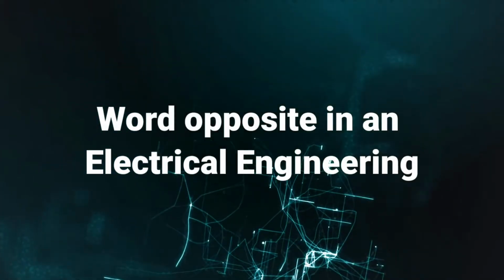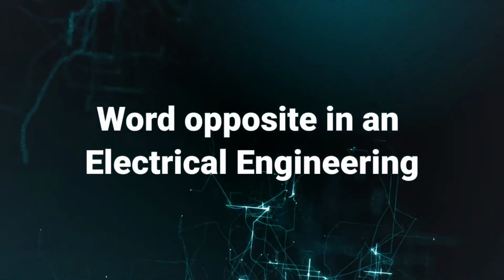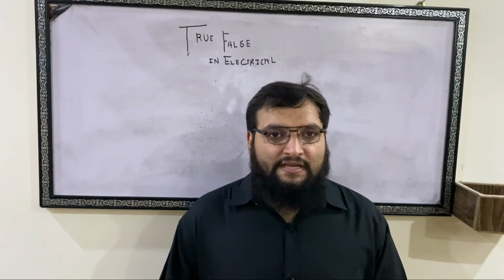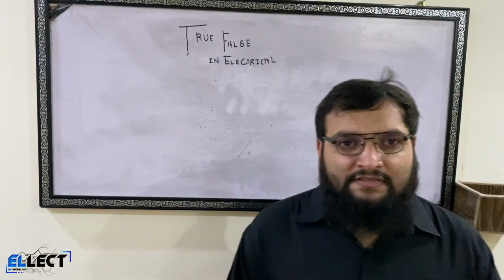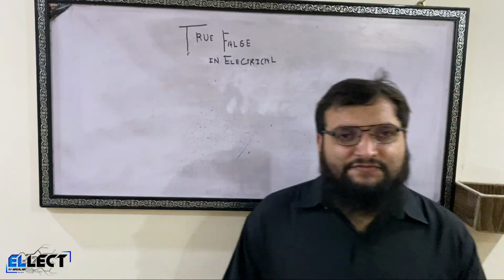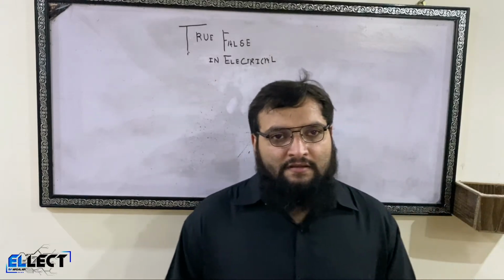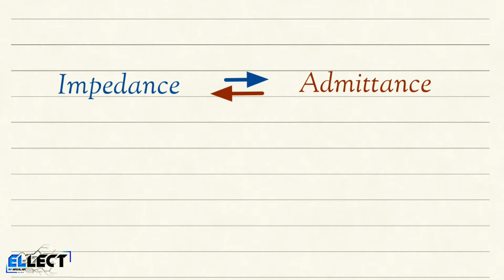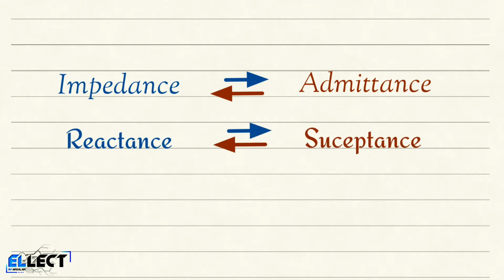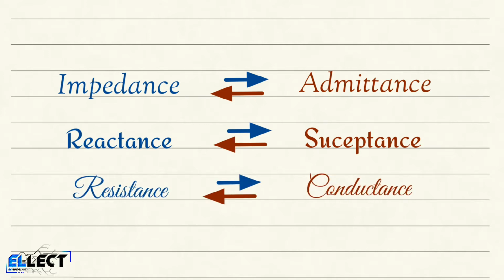Opposite in electrical engineering. There are some quantities which are just like a word to opposite. Say the opposite of impedance is admittance, the opposite of reactance is susceptance, the opposite of resistance is conductance.